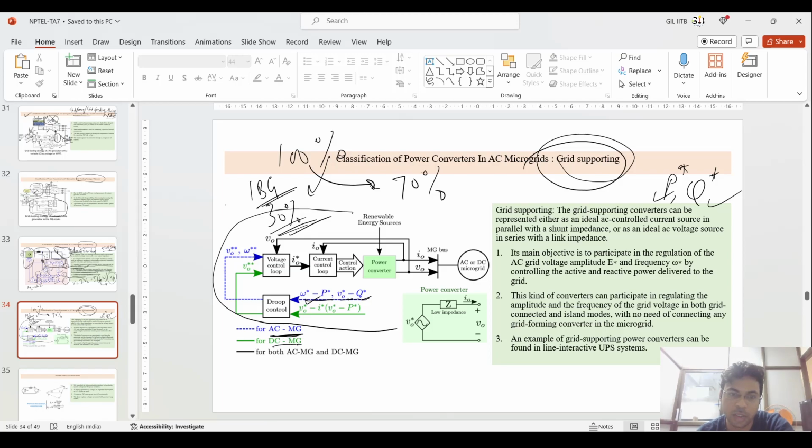And for a DC microgrid, if you take V star and I star, the reference is such that V naught, omega minus P star, is taken as the reference V star and Q star. Okay.